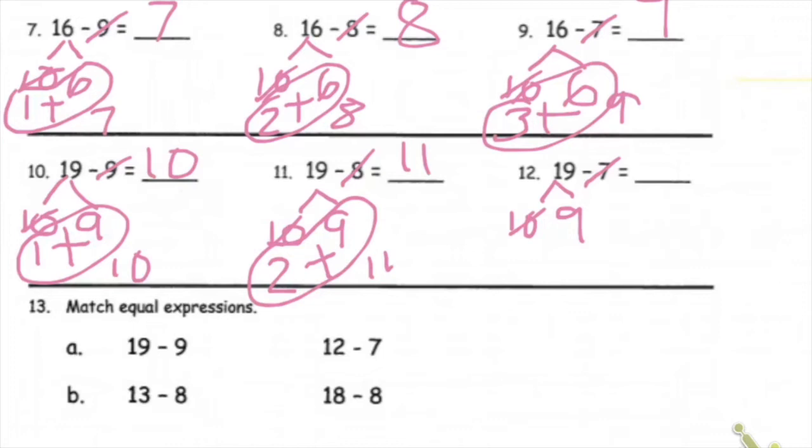10, 9. We take 7 from 10, so 3 is left. 3 plus 9 equals 12.